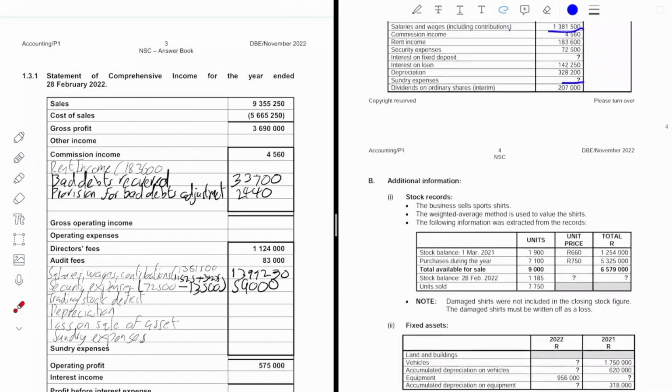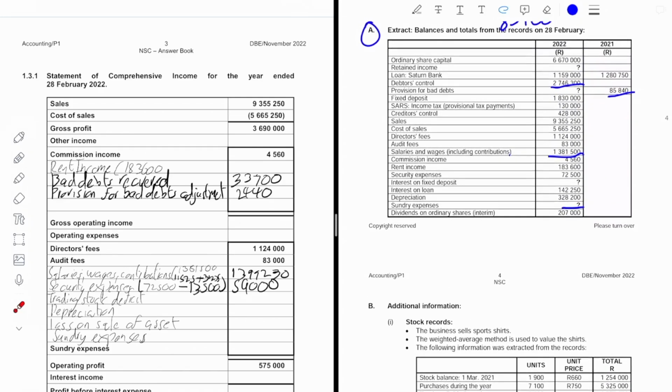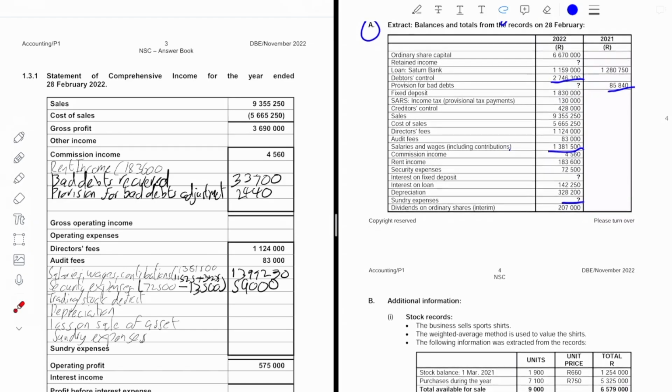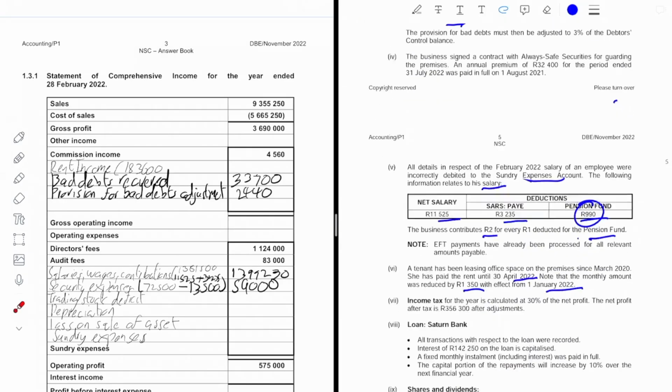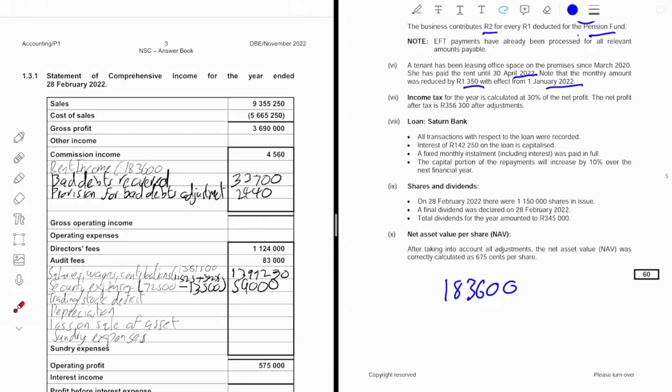So let's just look at the rent figure from the trial balance. So we see we've got 183,600. And we have 14 months of this. So we need to divide this figure by 14. But remember, this is not really a level installment. So if I divide by 14, that's not really going to give me the correct answer. So they say that the rent was reduced by 1,350.